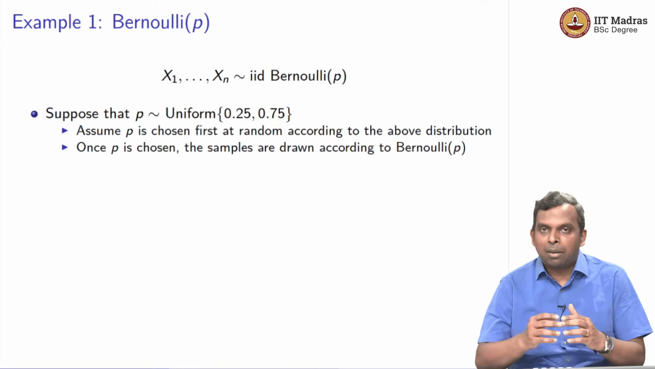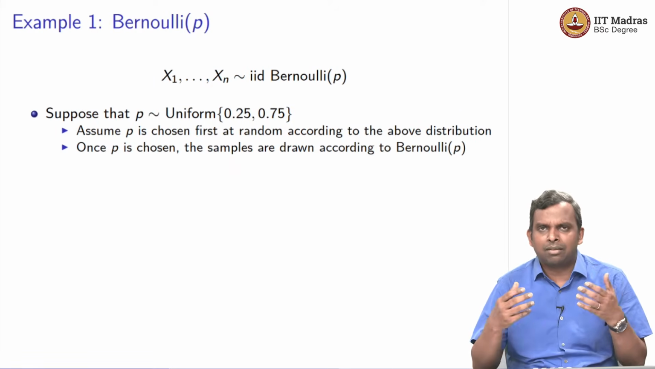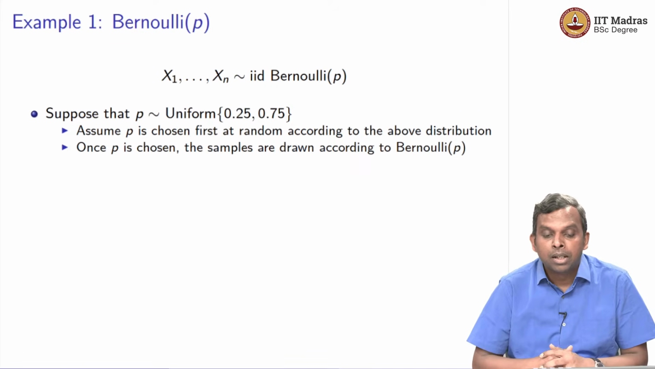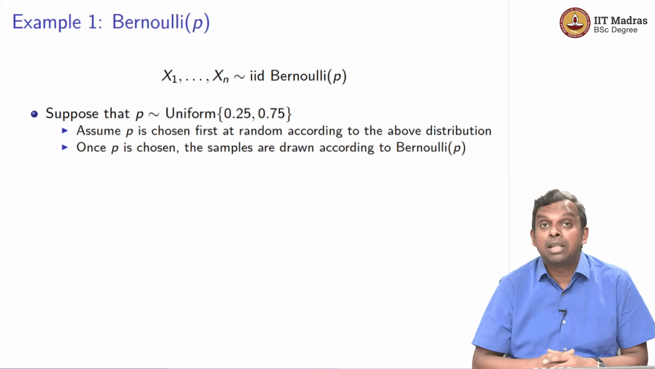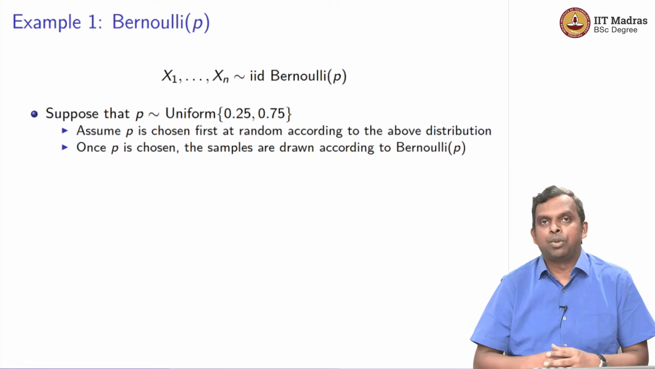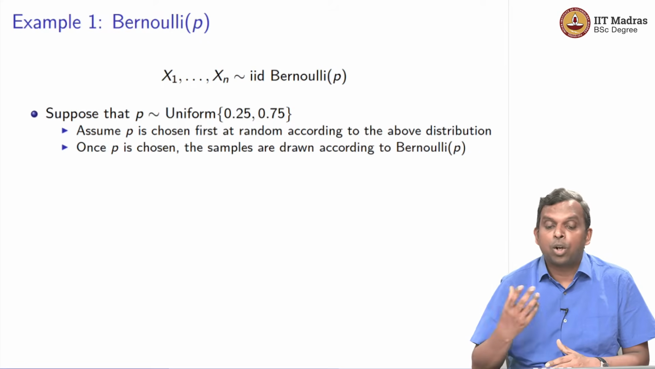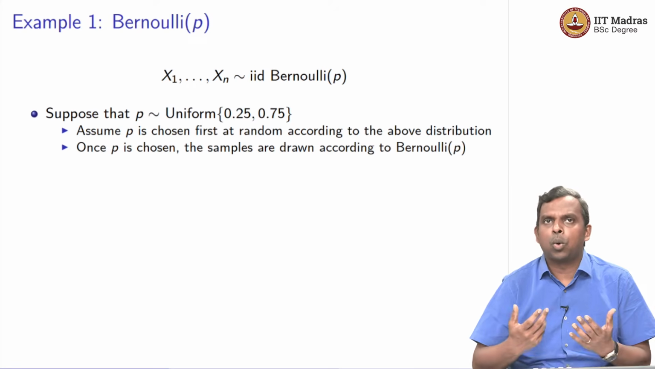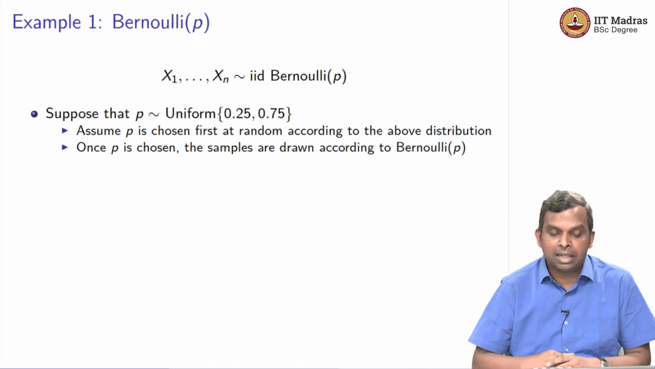I'm going to begin with an example and motivate how to think about this kind of Bayesian approach. So far, when we think of samples from a Bernoulli distribution, IID Bernoulli P, it's a very common distribution that occurs quite often. We always thought of P as some unknown constant. It is some value between 0 and 1. I don't know what it is. I'm trying to estimate it from the samples.